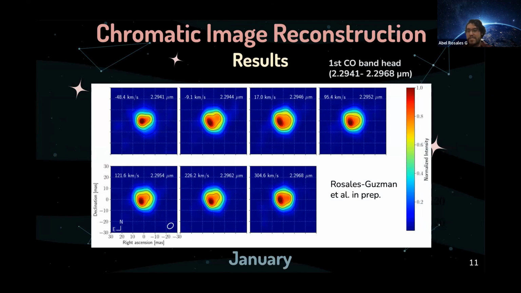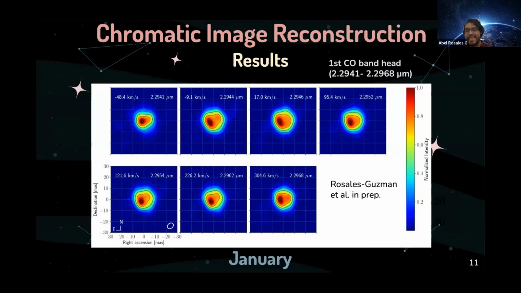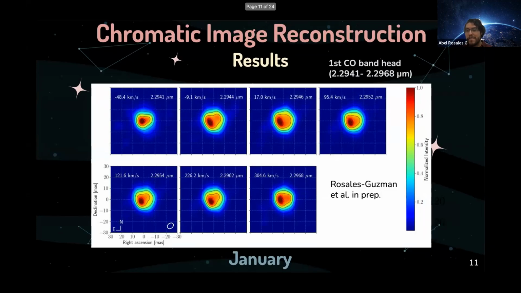These are the images corresponding to the January epoch, and these are the images corresponding to the January epoch at the first CO bandhead. By visual inspection, maybe or maybe not, you can see there are differences between epochs, because the structures observed in one epoch are different from the ones observed in the other epoch. But also, we can see differences between spectral channels at the same epoch. However, to have a more precise characterization of these asymmetries in our images, we used a principal component analysis.